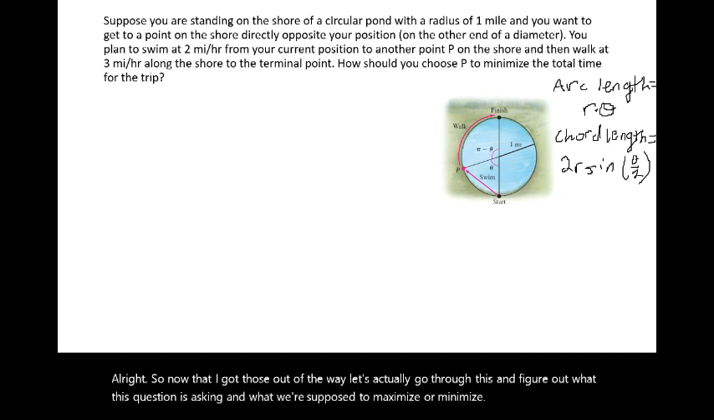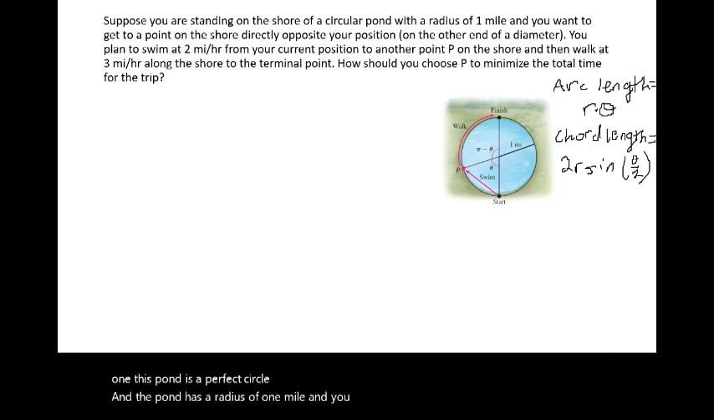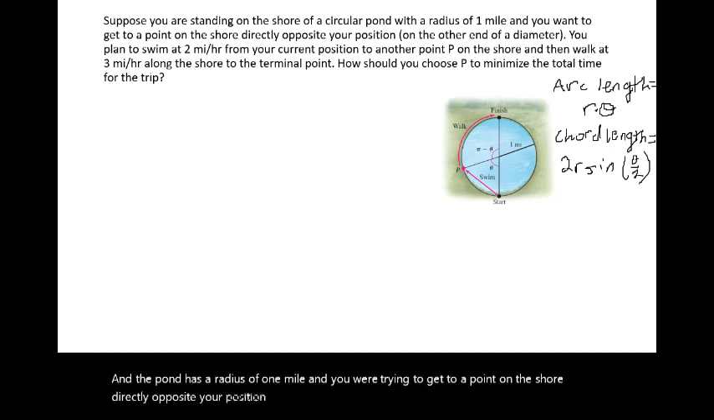So let's say that you are standing on the shore of a circular pond, and because this is calculus 1, this pond is a perfect circle. And the pond has a radius of 1 mile, and you are trying to get to a point on the shore directly opposite your position on the other end of the diameter. So you are here, and you want to get here.